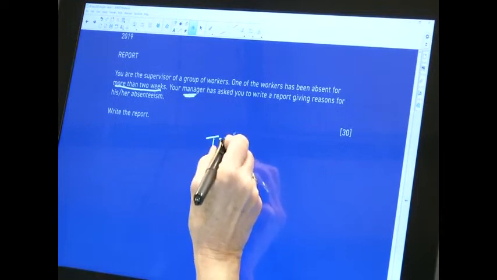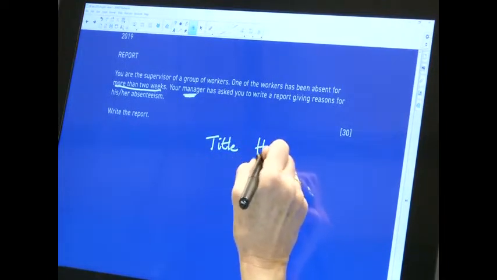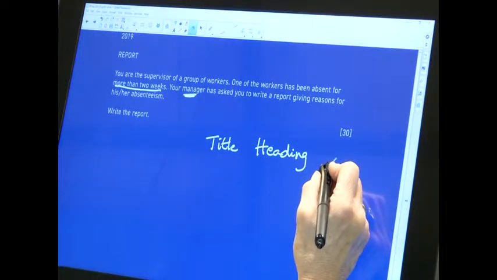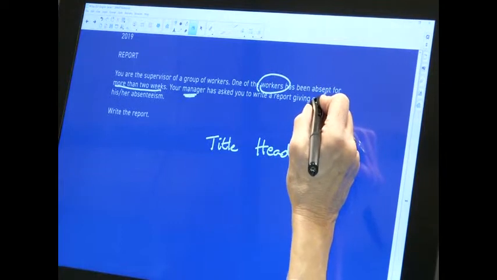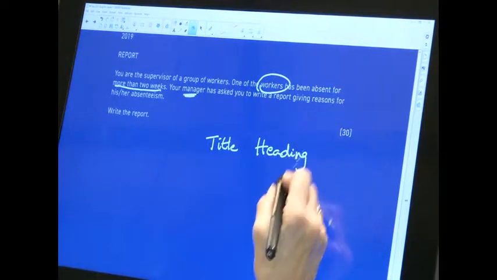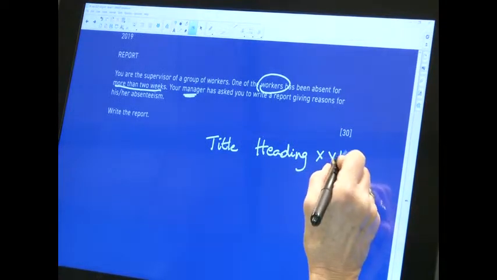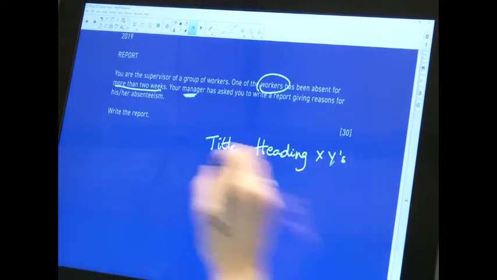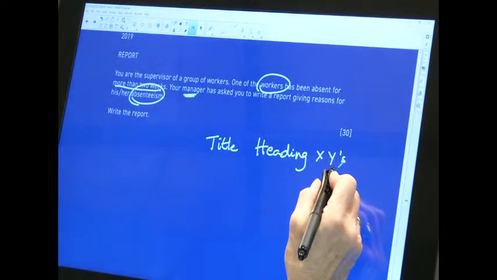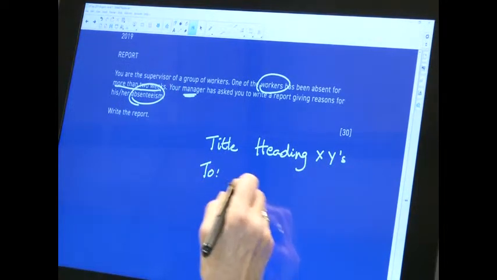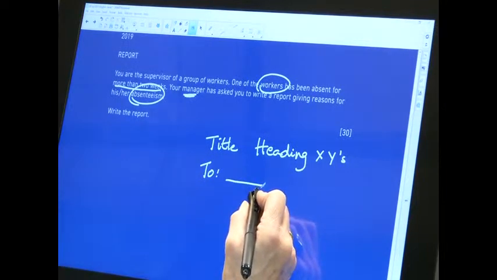A title, always. A heading for your report. So presumably we've got to give the worker a name. So give the worker a name. I'm just going to call the worker XY, but you need a proper name. XY's absenteeism. Let's use that word. That will be the heading of my report. Then I said we should say to. So it's to the manager. Either you can write the manager or you can write the person's name.